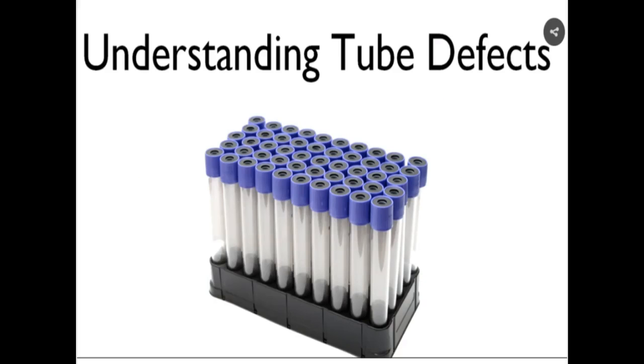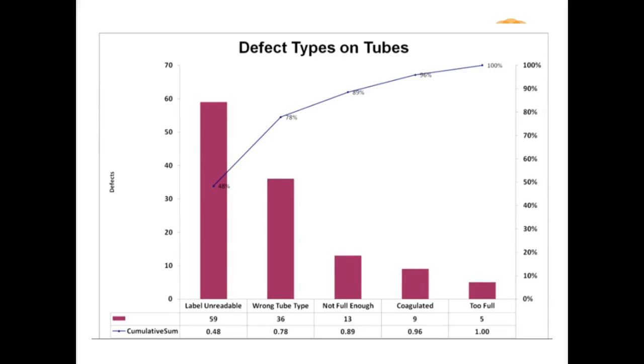Let's talk about this healthcare example. Understanding test tube defects. This is what a Pareto looks like. And the data from the check sheet and those categories, we could look at the bottom, and one of the categories that they were tracking in the check sheet was labels unreadable. And notice that 59 of the labels were unreadable. So that alone made up a large percentage of the problem.